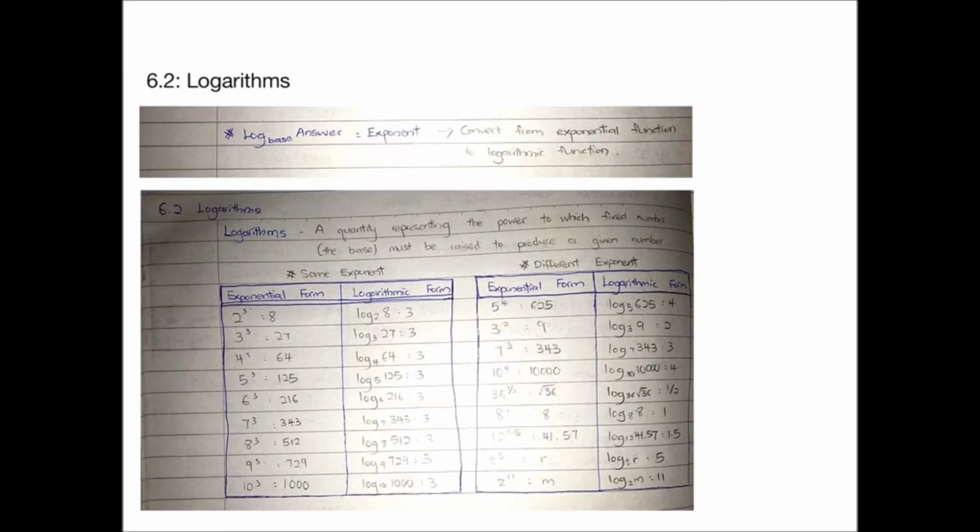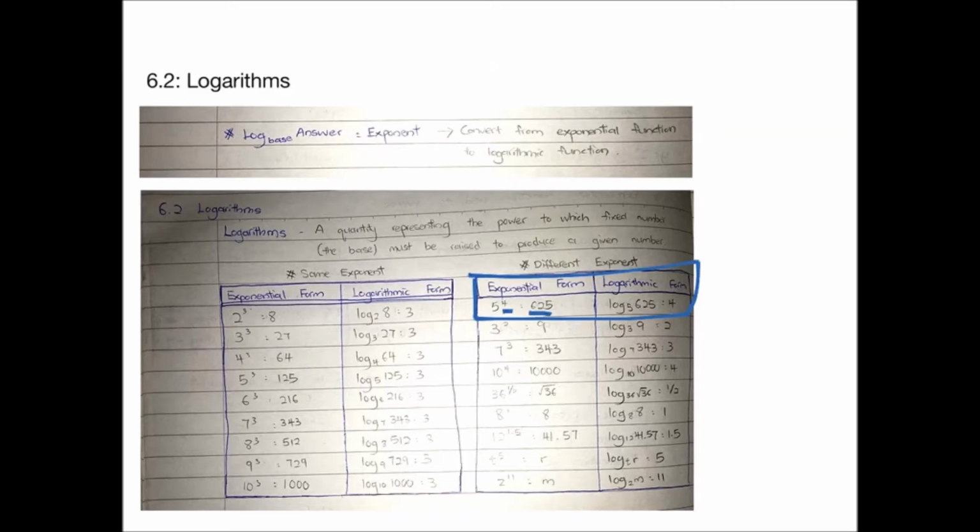Okay, so for now let's look at the different exponent, which is harder, but it's quite easy if you get used to it. Now you guys know all the exponents are different. Let's look at the first one first. We know that the exponent is 4, the answer is 625.